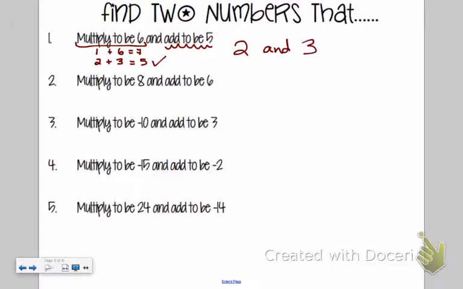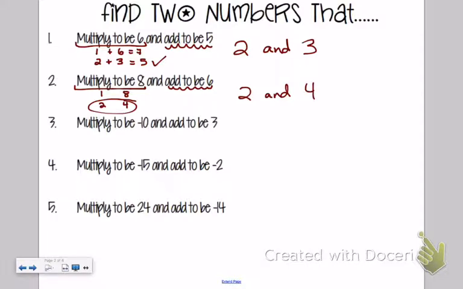Let's look at number 2. We need numbers that multiply to be 8. So that can be 1 and 8 or 2 and 4. They also have to add to be 6. So that's going to be this set of numbers, 2 and 4.